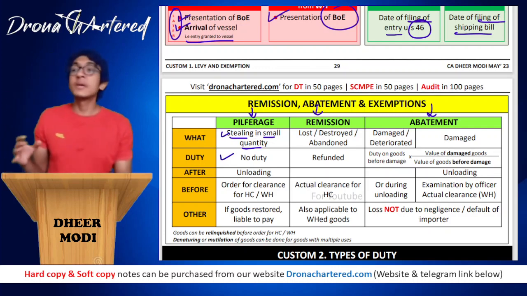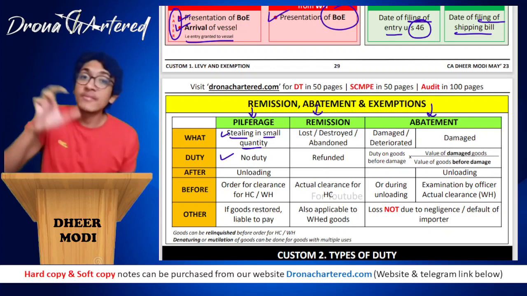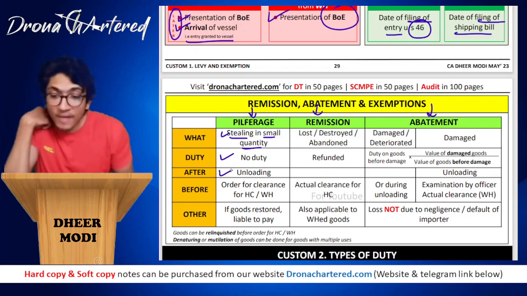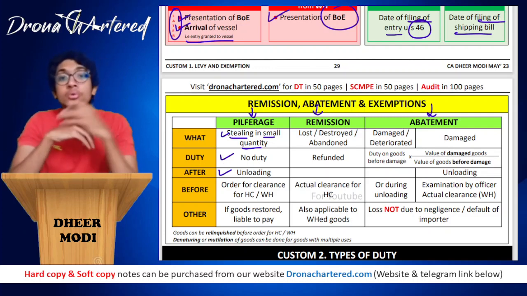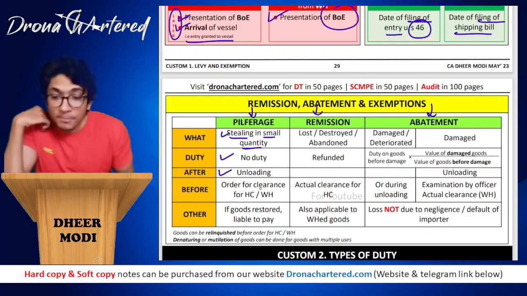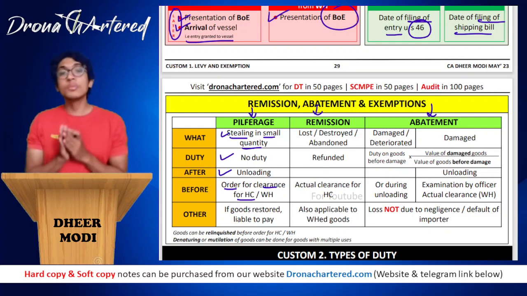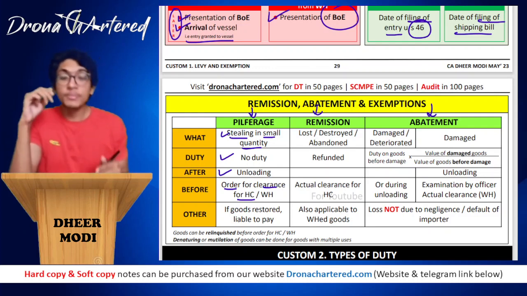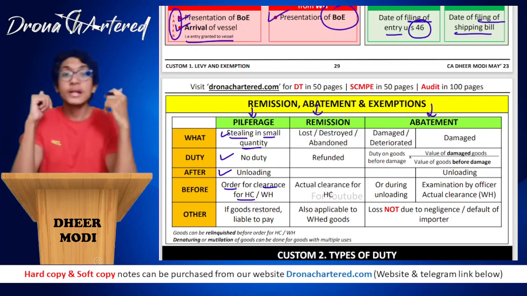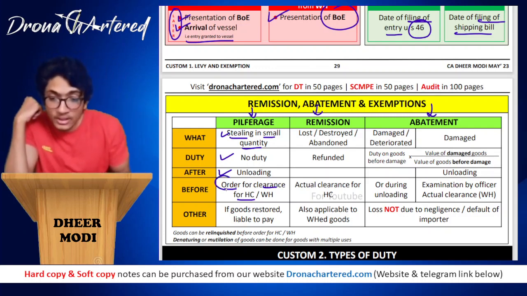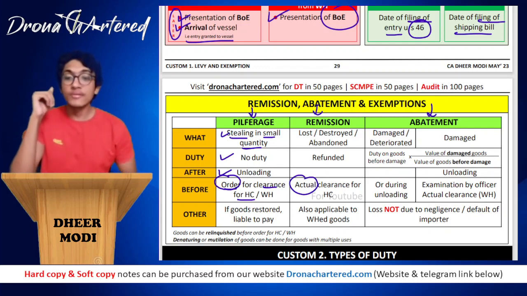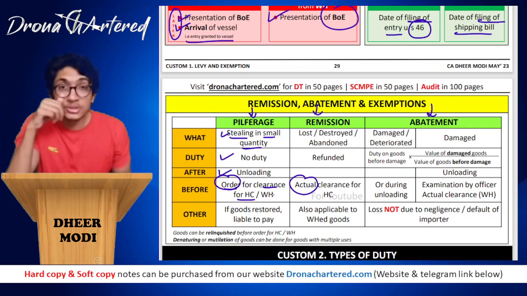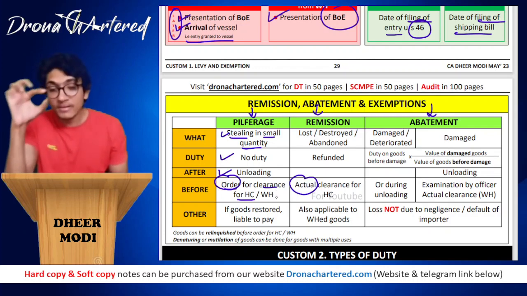Okay, now there is a time period in which this stealing should have happened. It should have happened after unloading. That means after unloading from the ship onto the dock or to the warehouse, but before the order for clearance for home consumption. So before the order for clearance for home consumption has been passed, it should be between this period, that means after unloading but before order for clearance for home consumption. Okay, over here it is order and over here it is actual. So please make sure you hear the word carefully. When the order for clearance for home consumption or for warehouse has been given, it should be between this period.